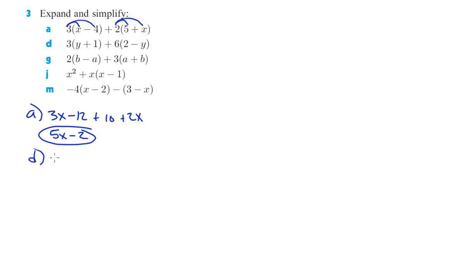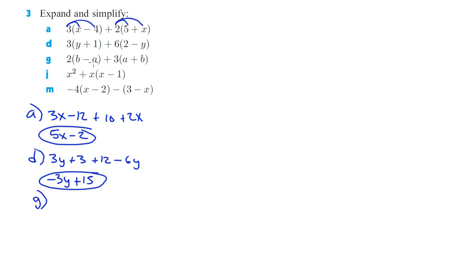D, same thing, distribute through, and away we go. So 3 times y is 3y. 3 times 1 is plus 3. 6 times 2 is 12. And then 6 times negative y is negative 6y. All right? You usually want to put your variables in front. So the y's, we'll add the y's together first, and then the constants second. So 3y and negative 6y is negative 3y, and 3 plus 12 gives us 15. All right? Okay. So next one here we have is G.